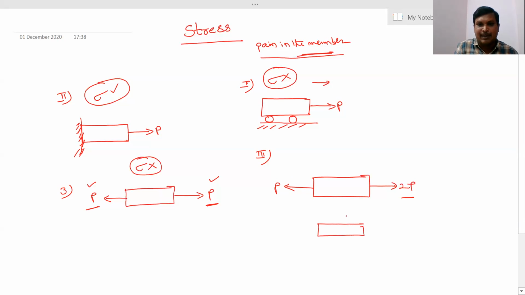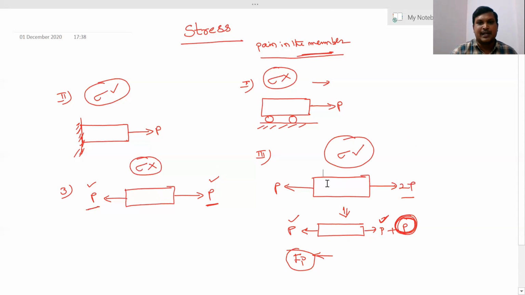For example, expanding this, the left side is P, so the right side is P plus P. The left side P is in equilibrium, balanced with the right side P, but there is an unbalanced force remaining in this member. So whenever an unbalanced force is there, definitely some internal resistance force is generated in the opposite direction. So in this case also, a stress is developed.